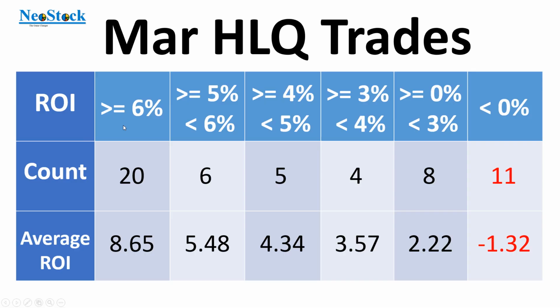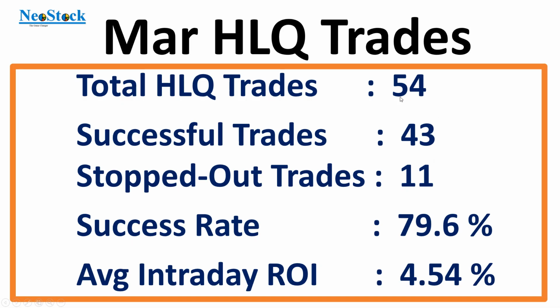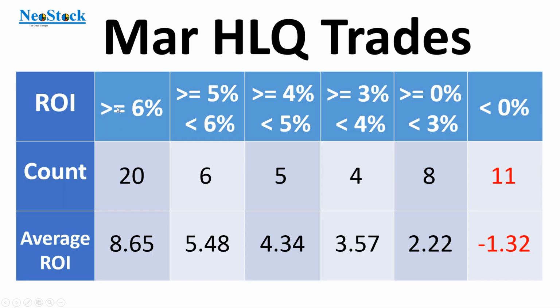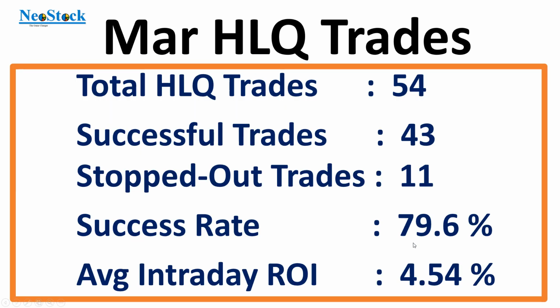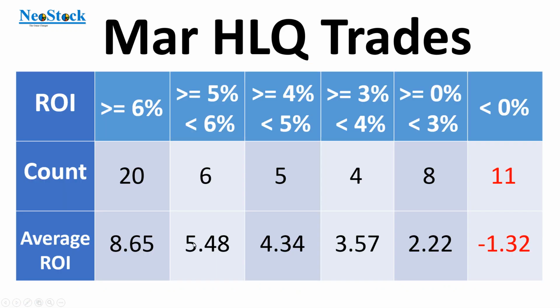Because for the last 2 months, I've been showing you these statistics. Out of these, how many in total did we get? 54. Out of 54, more than 6% ROI, we got 20 stocks, the majority of the stocks. See, that is the beauty of the HLQ zone strategy. It gives an average ROI of 6%. Of course, this month the average ROI is reduced. Why it is reduced, we are going to analyze now.